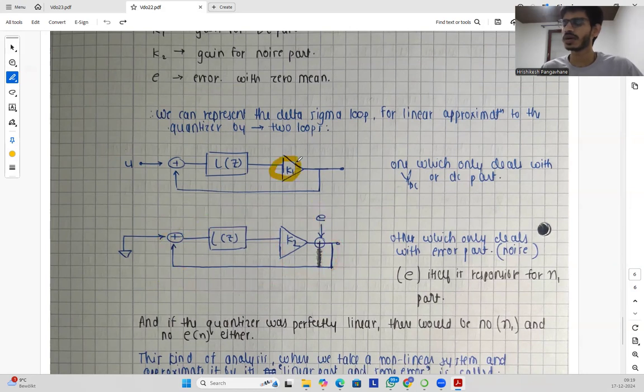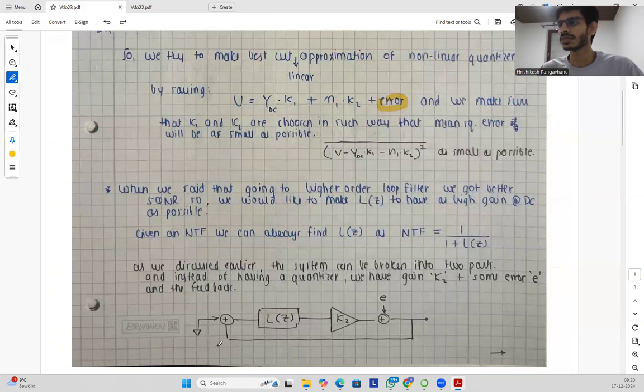So we have part 1, which only deals with YDC, which has gain K1, and the other one, which deals with the error part with gain K2. Let's focus on this one as of now. We have a quiescent input and we can represent the system by a quiescent input, and then we can represent its incremental loop. So we have the gain K2 and the input is grounded. This is the noise part.